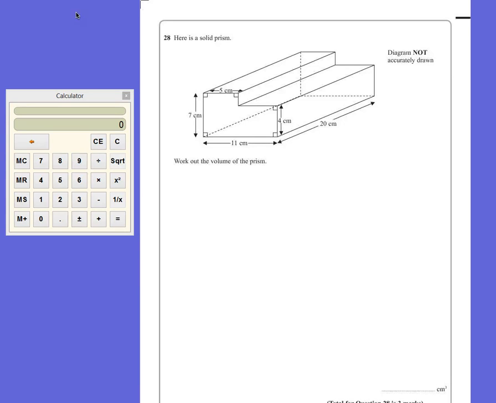Question 28. Here is a solid prism. Now prism should sound familiar. If you're not sure what it is, it's a 2D shape which has been given depth.